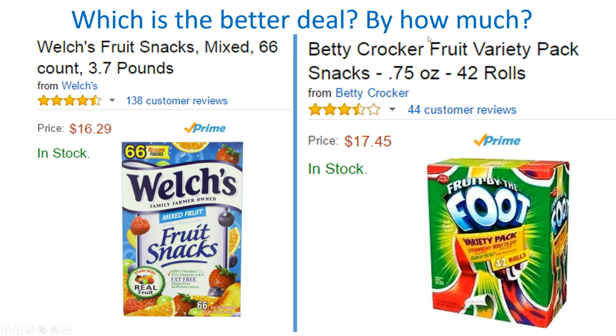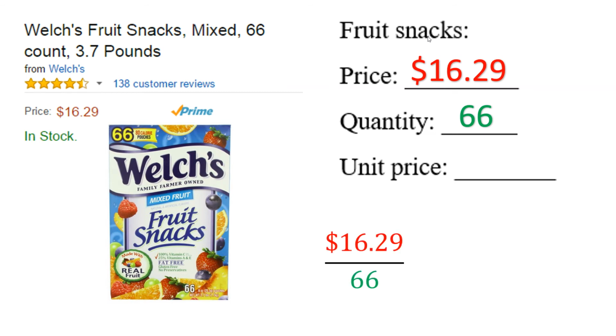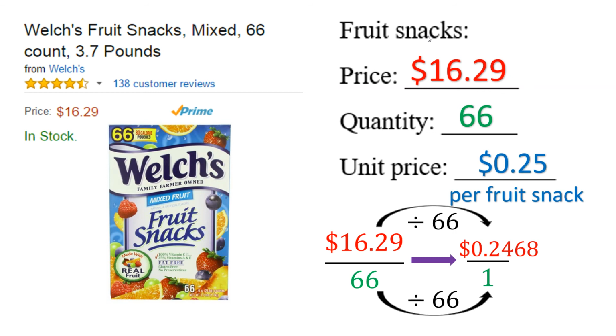Now, some of you might say 66 for $16.29 versus 42 for $17.45. You can kind of figure out which one's going to be a better price, but I want to know by how much. So we actually have to do some calculations. So the price of the fruit snacks, the quantity of the fruit snacks is listed. Now to find the unit price, we're going to do cost over quantity. Get that 66 to become a 1 by dividing by 66. Have to do the same to the top. And we're going to have to round this value of 0.2468 to the nearest cent. So 25 cents per bag of fruit snacks.